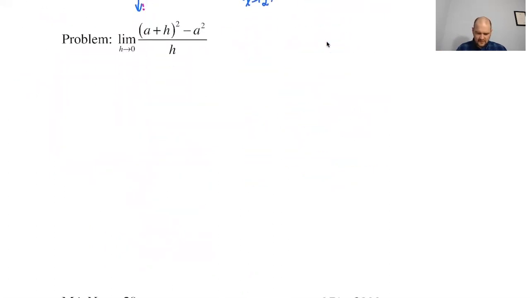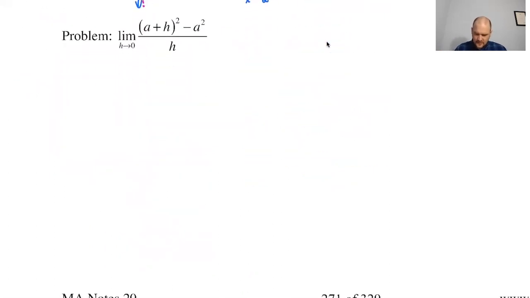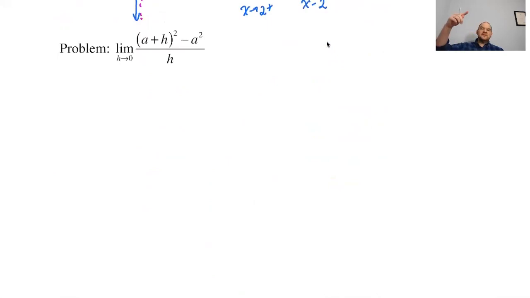All right, let's take a look at this problem. We have the limit as h approaches 0. If you think back to what I said at the beginning of the last video, h approaching 0 tells you that h is the variable, which means that in this problem, a is not really a variable. It's just another constant, like pi is a constant, e is a constant. We don't know what a is, but it turns out that it doesn't really matter. It's just a constant that isn't going to change.